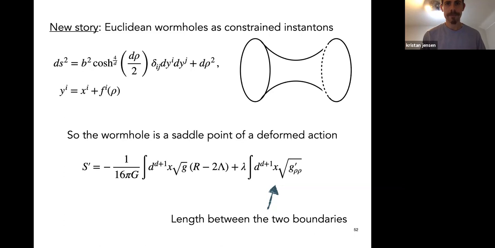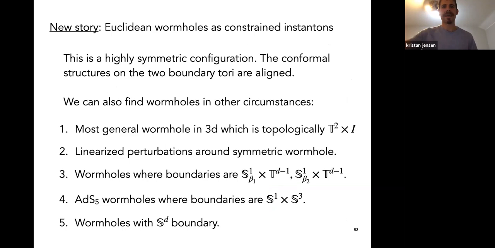This configuration that I just wrote down is highly symmetric. The conformal structures on the two boundary tori are in some sense aligned. Whereas the most general problem would be one where they are just whatever they are, independent values. We don't know how to solve that problem analytically, but we do know how to find a lot of other wormholes. For instance, we know how to find the most general wormholes in three dimensions, which are topologically torus times interval. That is where the two conformal structures on the two boundaries are whatever they are, independent.